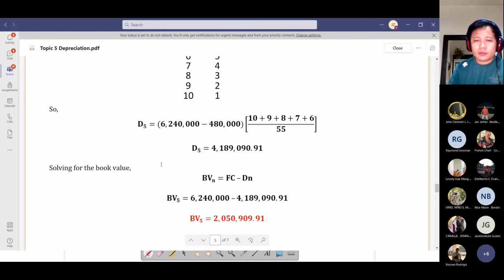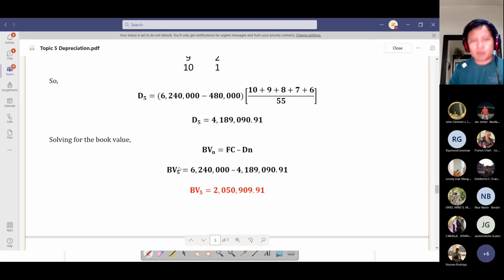Okay? So this is the SYD method. Any questions regarding the SYD method? Questions on the sum of the years digit method? You have questions for the SYD method? None? Okay, none.